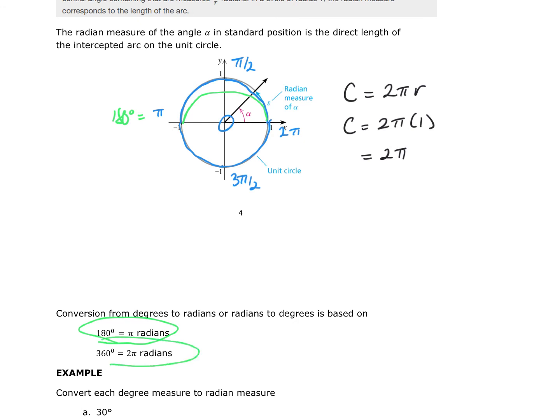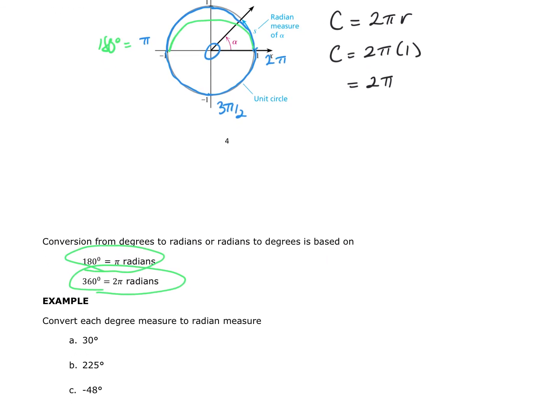The other one I could use, it's not wrong to use, is 360 degrees equals 2 pi radians. You can use either one. By convention, we usually do 180 degrees equals pi radians. The unity fraction that we use is either 180 degrees over pi radians, or pi radians over 180 degrees.